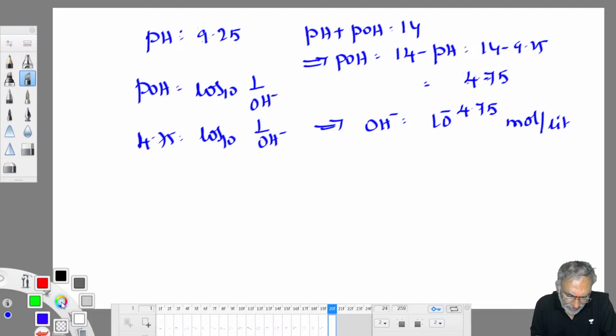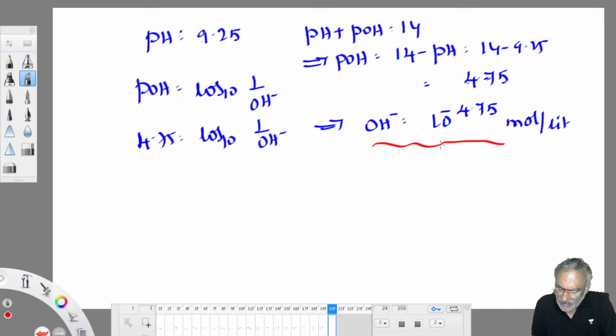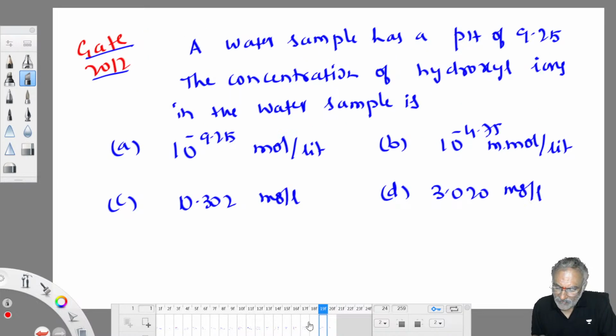That was the correct answer only. But unfortunately, here 10 power minus 4.75 is there, but the unit is not matching. So this is not the correct answer. Millimoles per liter is given. M moles means millimoles. Moles per liter answer 10 power 9.25. This number is also not matching, therefore this is also wrong.